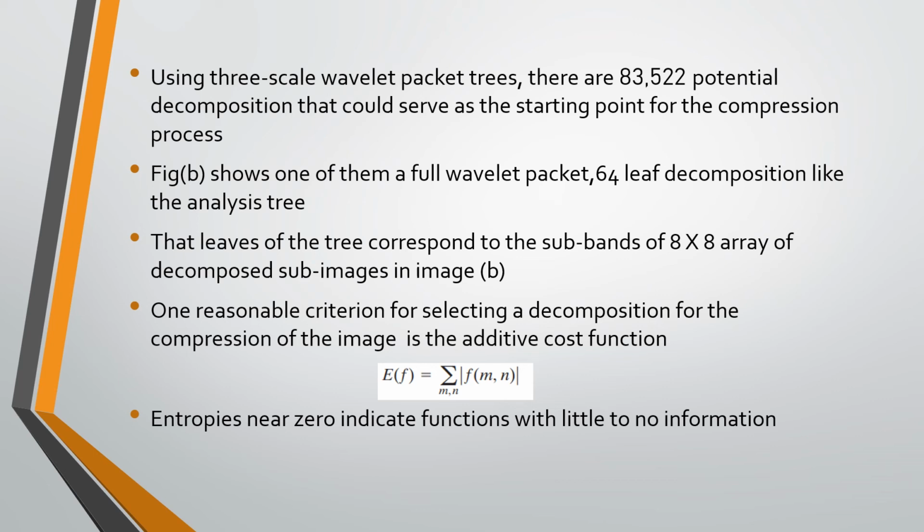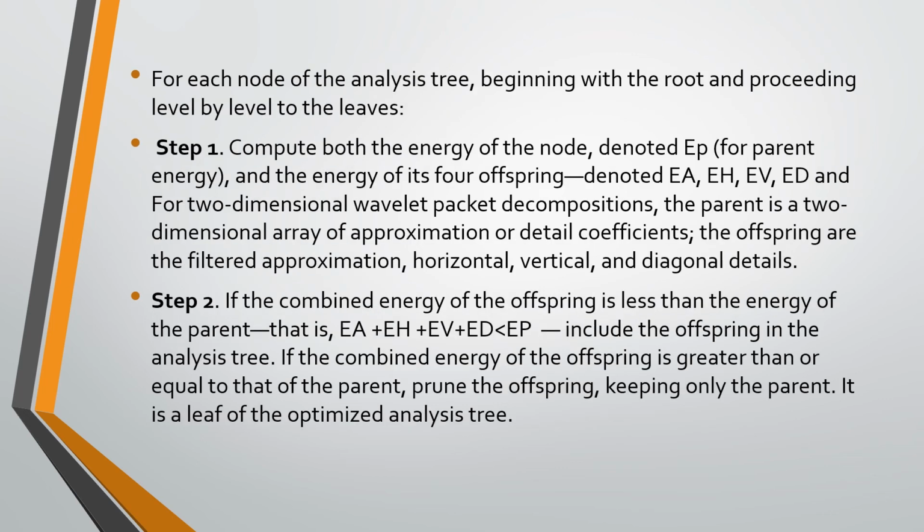One reasonable criterion for selecting a decomposition for compression of the image is the additive cost function, which is U(f) = sum over m, n of |f(m,n)|. Entropy near zero indicates a function with little to no information. For each node of the analysis tree, beginning with the root and proceeding level by level to the leaves.